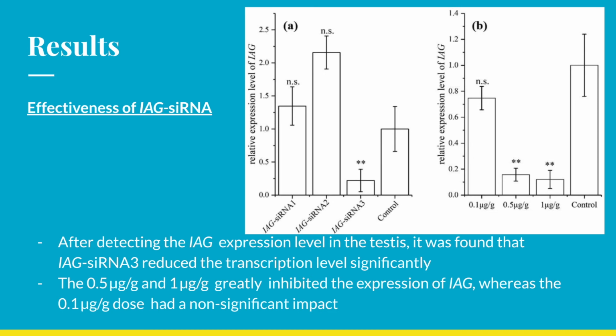After detecting the IAG expression level in the testes, it was found that IAG siRNA3 reduced the transcription level significantly. The 0.5 microgram per gram and the 1 microgram per gram dose greatly inhibited the expression of IAG, whereas the 0.1 microgram per gram dose had a non-significant impact, as can be seen by the figure on the left. siRNA3 inhibited better than the rest, and the 0.5 and 1 microgram per gram inhibited better than the 0.1 microgram per gram.